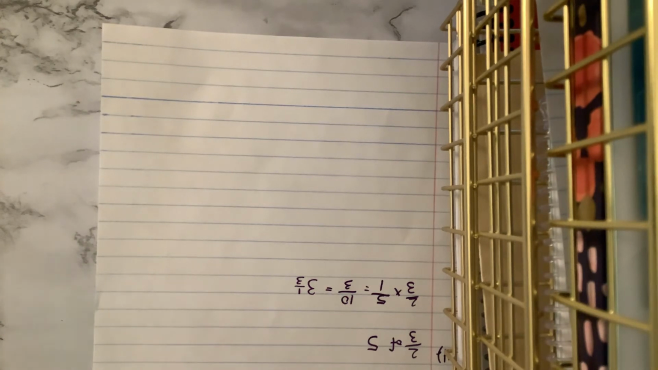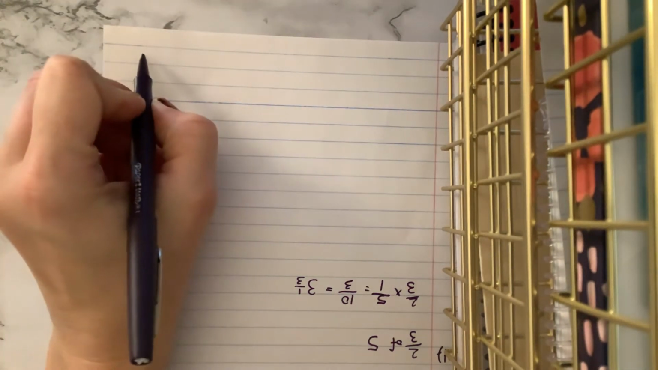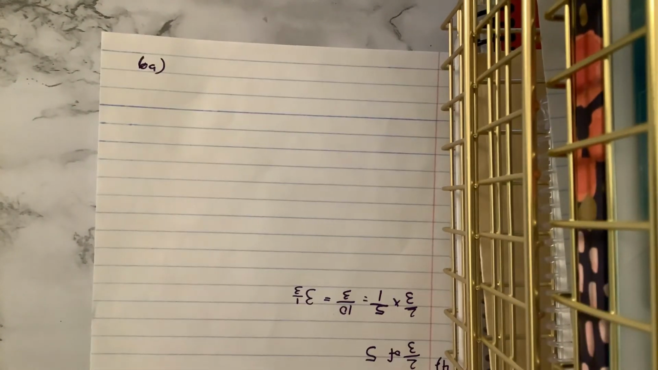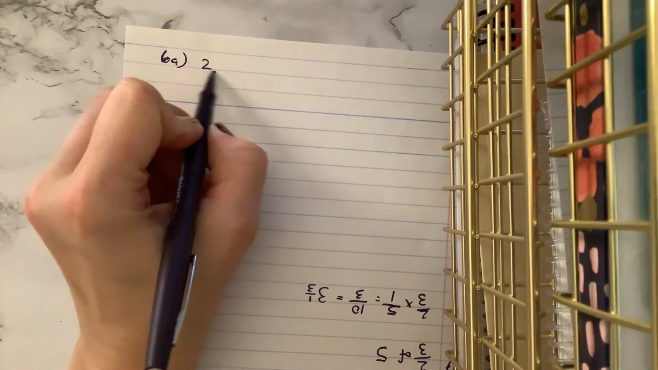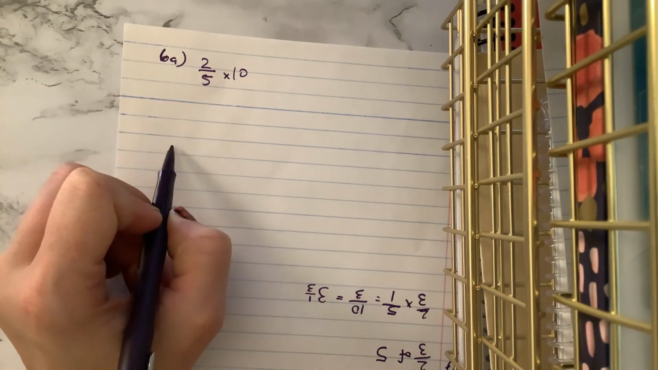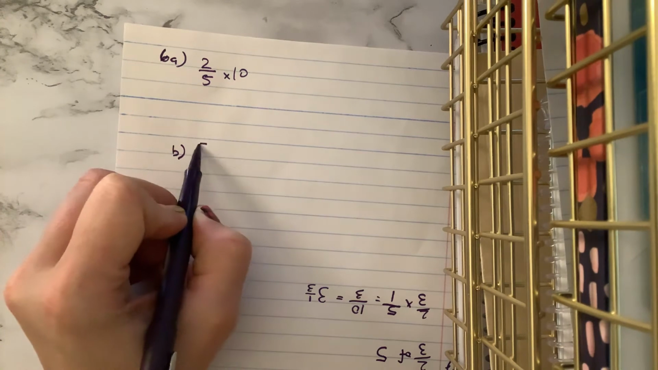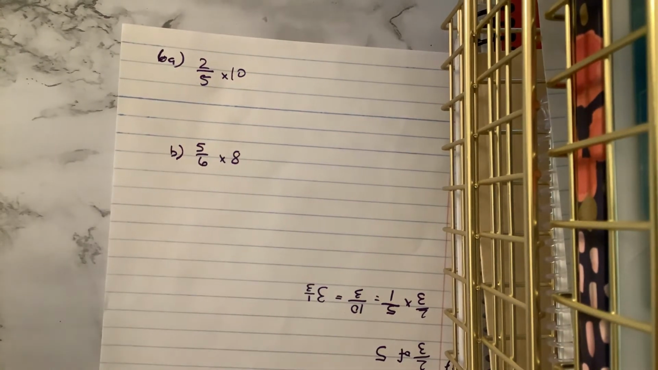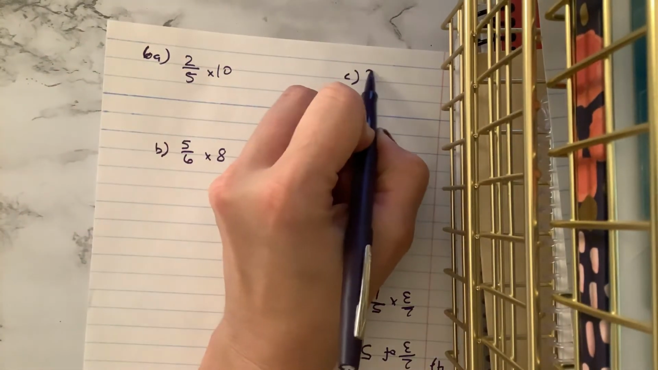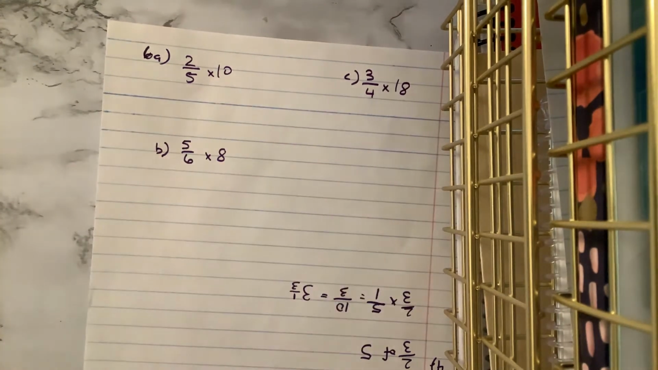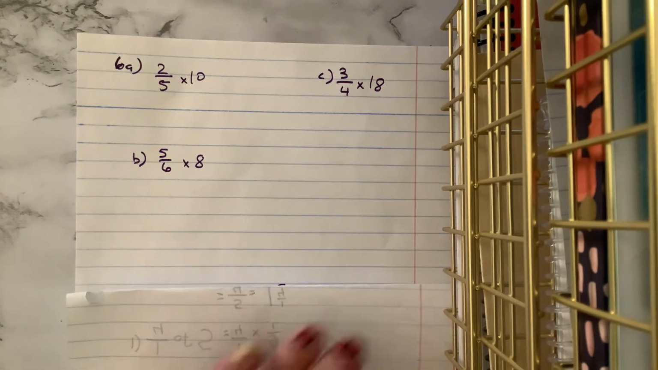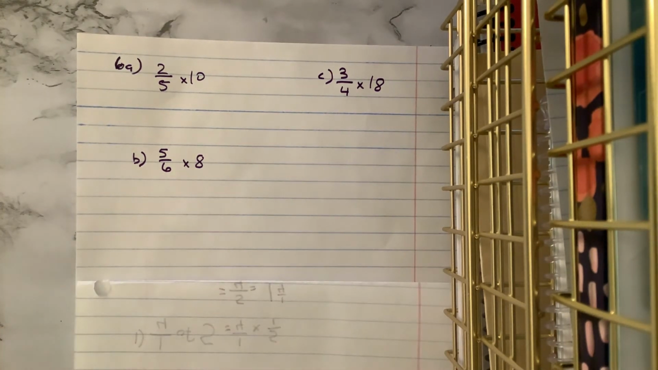Okay, so starting with 6A. This is going to loop back some of the work without of and some of the work with of. Okay, so 2/5 times 10, 5/6 times 8, 3/4 times 18. So fifth graders, you can go ahead and work on all 3 of those. Pause and work on all 3. And then come on back and see how you did.